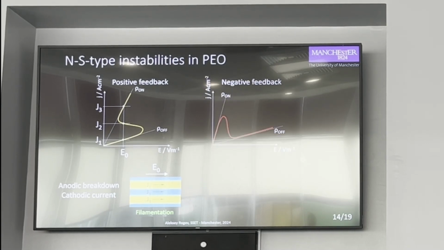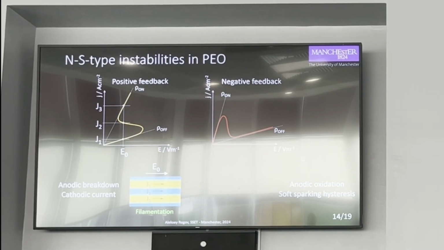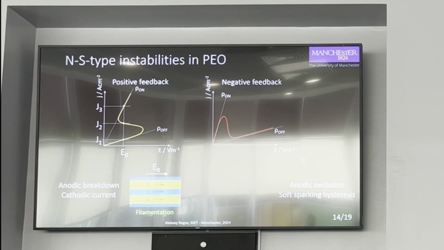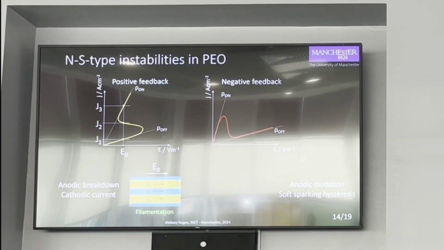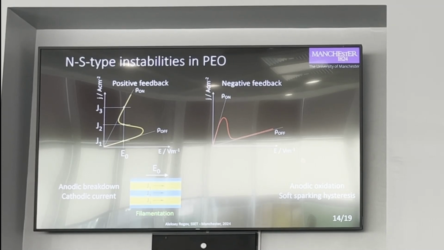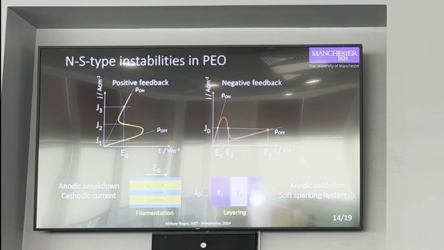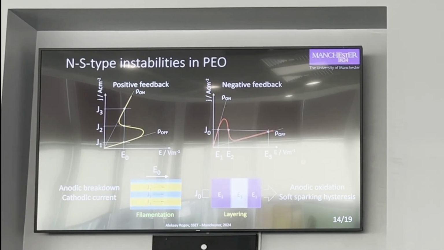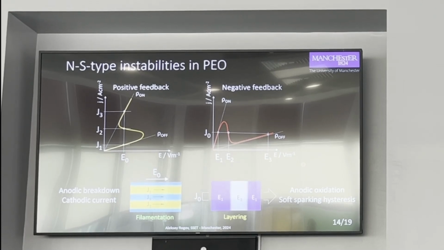The N-type behavior, associated with negative feedback or self-suppressing processes, can be shown as anodic oxidation, when following layers of oxide prevent further development of the coating because they block current further and further. Another example of negative feedback processes or N-type instabilities is hysteresis, characteristic hysteresis for soft sparking PEO processes. In this situation, we have one current density which corresponds to a couple of electric fields, and the system is usually characterized by layering, which we can observe as the layered structure of the PEO coatings and uniform growth of the barrier anodic layer, which can also be considered as a layer.